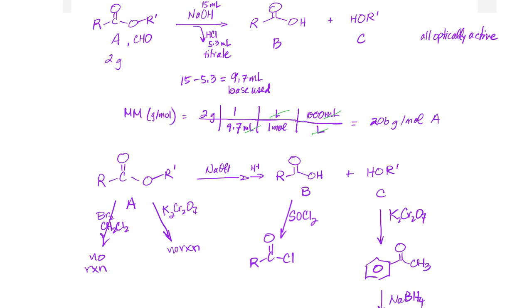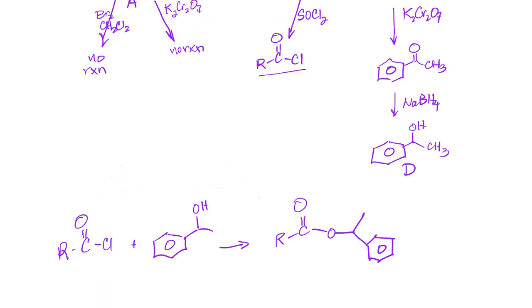So they tell us that we can now react compound D with the acid chloride from B, and so we made that here. And when we react those two together, RC double bond OCl plus compound D, which is the alcohol from acetophenone, we would get compound A and another compound. So here is compound A. Now, the question is, what's the other compound?